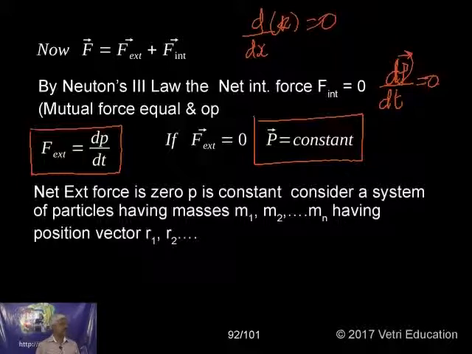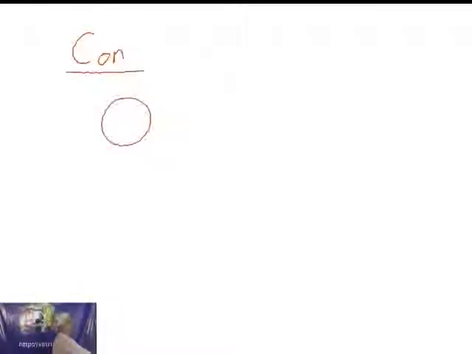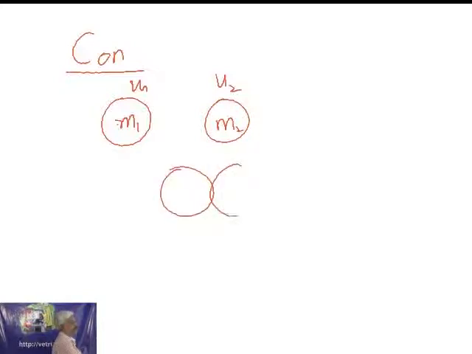Consider a system of particles having masses m in order to understand the center of mass. So how can you explain the momentum? I will explain here about the conservation of momentum. I consider two bodies. This m1 has velocity u1, and another body of mass m2 moves with velocity u2. Suppose they hit one another.